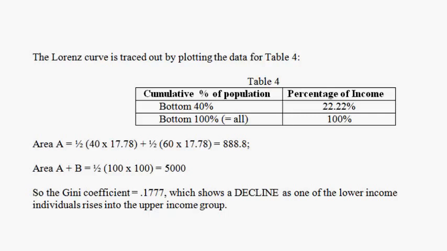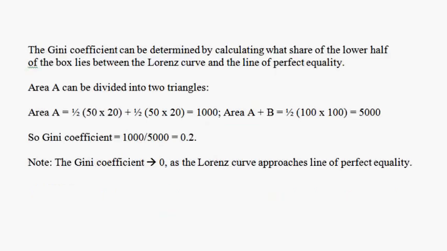It's going to be 889. A plus B is still going to be 5,000. So you can calculate the Gini coefficient as 889 divided by 5,000, which is around 0.1777. And 0.177 is lower than 0.2, 0.2 being the Gini coefficient when we had 5 individuals earning $6, or 50% of the population earning 30% of the income. This is a very simple calculation, so be very careful when you do the calculation.